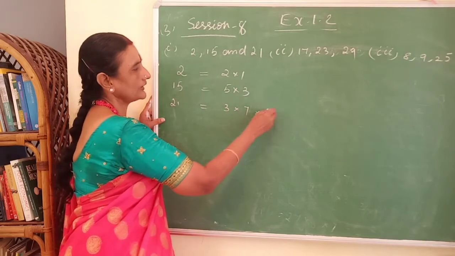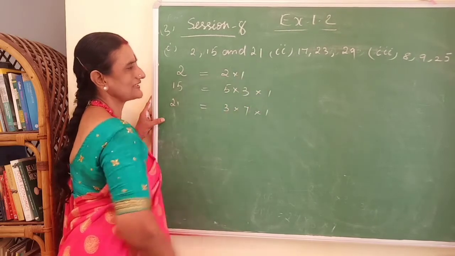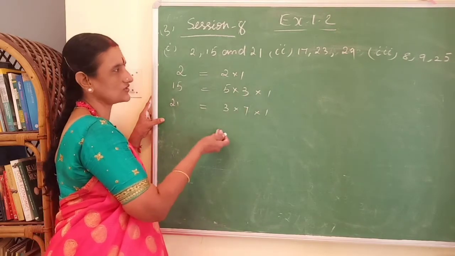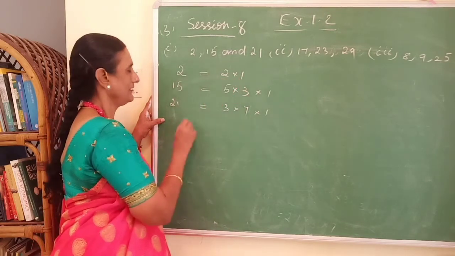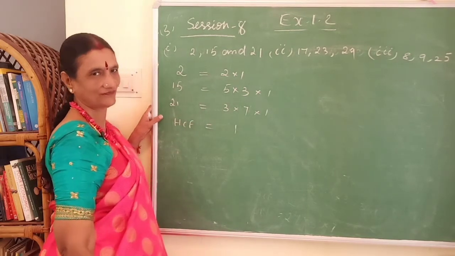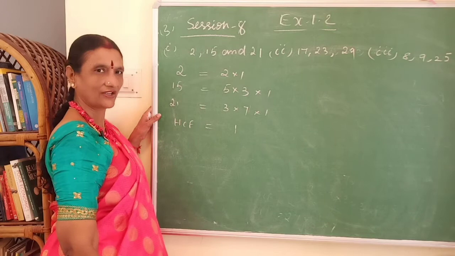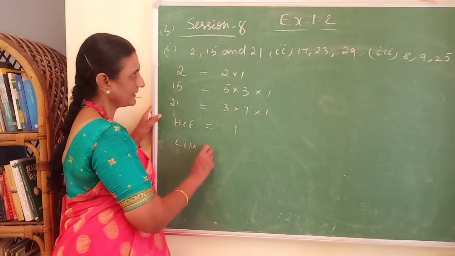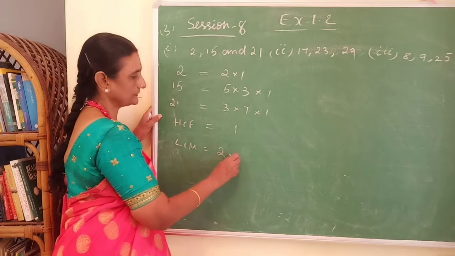Now, if you look at that, what is the common factor for all the 3? 3 is common only for these two, but 3 is not common here. Therefore, we write HCF as 1. Is that clear to you? Are you understanding? Now, coming to the LCM, we will write 2.